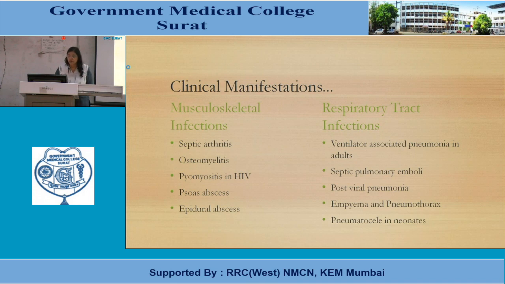Then septic pulmonary emboli can form. It is a common cause of post-viral pneumonia after viral infections of childhood like measles. Then empyema, where pus occurs in the respiratory tract. Then pneumothorax. Then pneumatocele, which are the shaggy, thin-walled cavities formed in the lungs. It is mostly found in neonates.